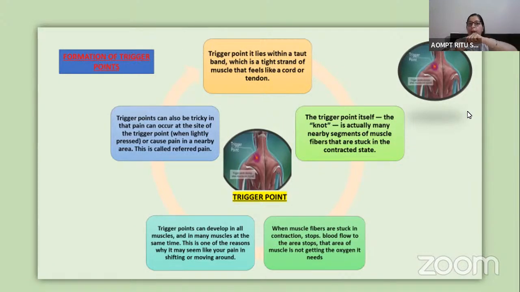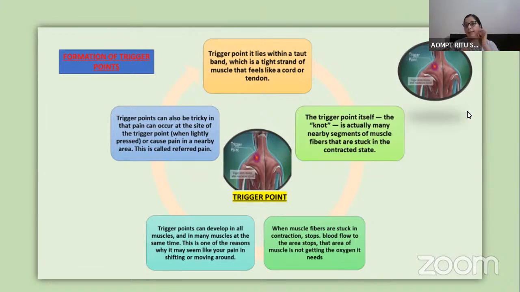So these trigger points can also be tricky. They can create more pain when we do the palpation, and we watch for the jump sign and referred pain. These criteria give us the idea that there is a taut band, and in that taut band there is a trigger point. How we release that trigger point as a myofascial component is the important part here.